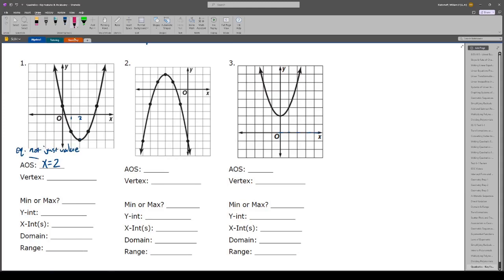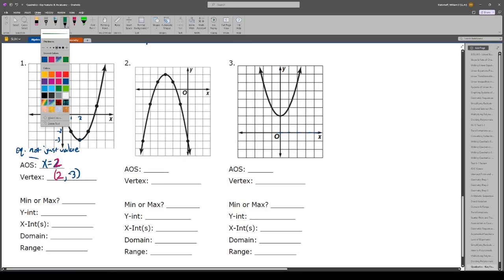Now we're going to take that value, x equals 2, and we're going to reuse it because that's always the x coordinate of our vertex. So those two always go together. Then we're going to look for our y value of our vertex. So that's down at negative 1, negative 2, negative 3. So we're going to put negative 3 as our y value. And our y value of our vertex is always going to be our min or max value.